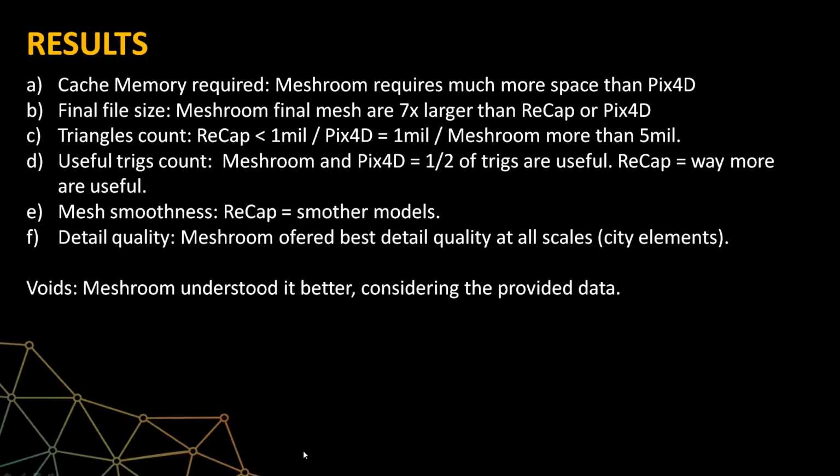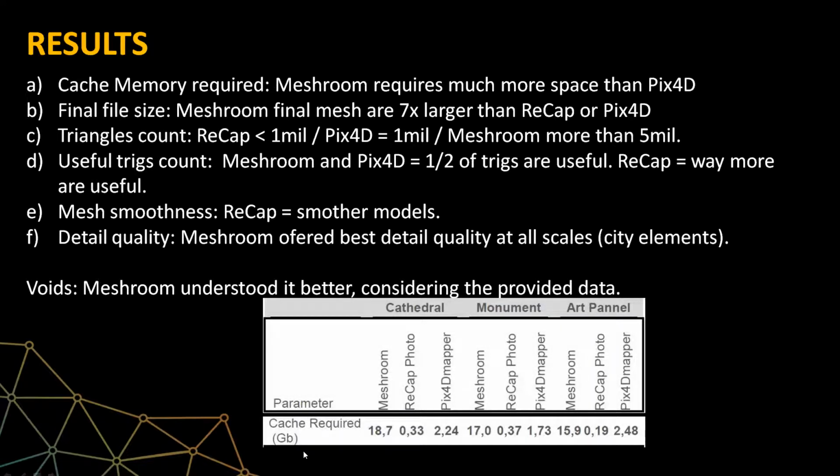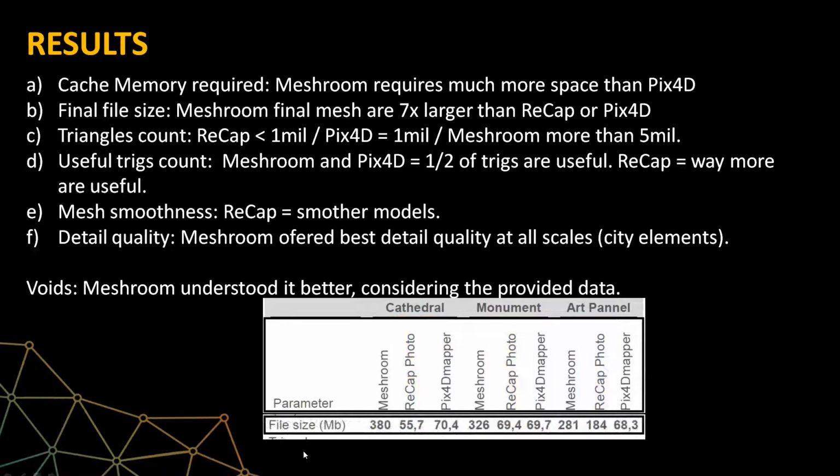We evaluated the models on 6 points. First being cache memory required, meaning the amount of space in your computer necessary to process the one dataset. Mushroom requires much more space than Pix4D, and Recap doesn't require any space since it's cloud-based. Also the final file size, the textured mesh output from each software. Mushroom has a mesh that's 7 times larger than Recap and Pix4D.